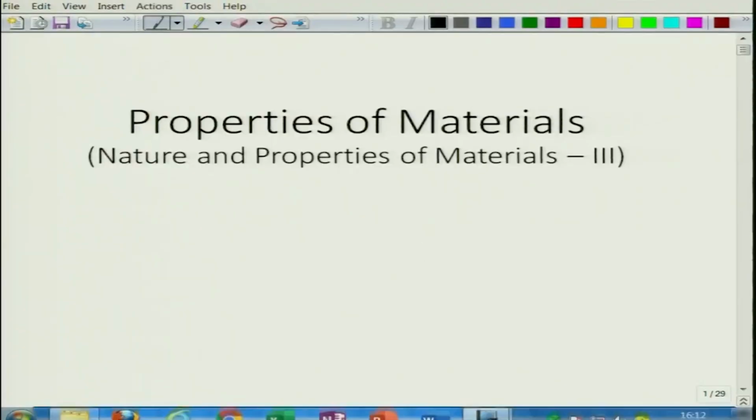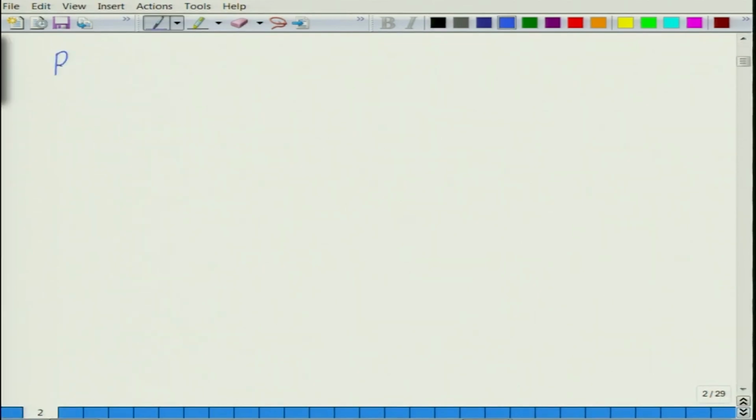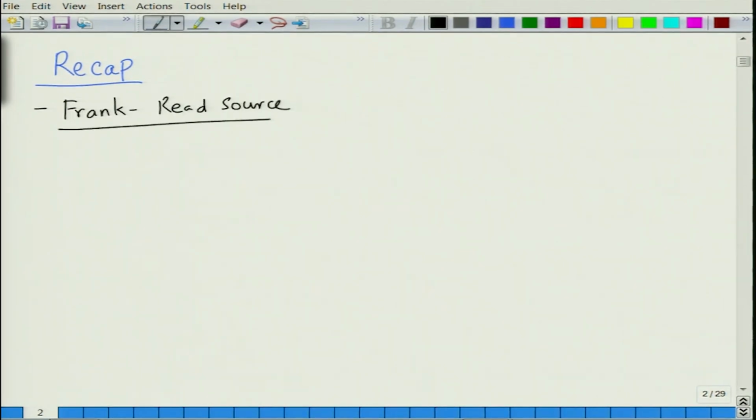So, welcome again to the new lecture of the course Properties of Materials. Let us just briefly recap what we did in the last lecture before we move on to the contents of this lecture. In the last lecture we looked at the stress that is required to operate a Frank-Read source, and we saw that this stress is equal to 2Gb divided by L, where G is the shear modulus, b the Burgers vector, and L is the length between the two pinning sites.